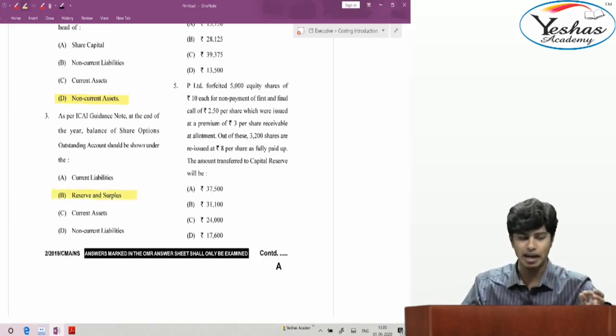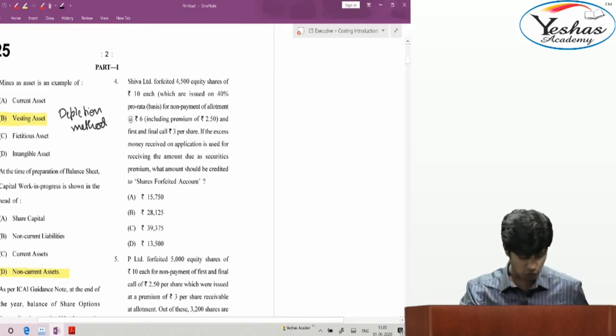So we have discussed this. You can go back to our class notes and read this part if you find it a little difficult. Come on, let's go to question number 4.